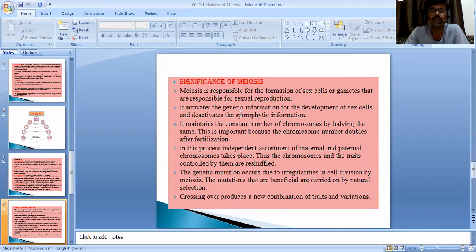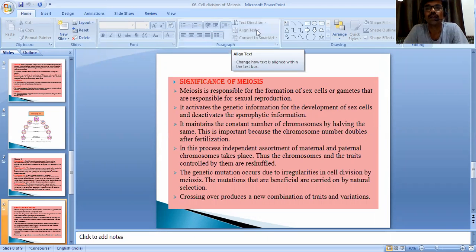Significance of meiosis. Importance of meiosis, you can say. Meiosis is responsible for the formation of sex cells or gametes that are responsible for sexual reproduction.